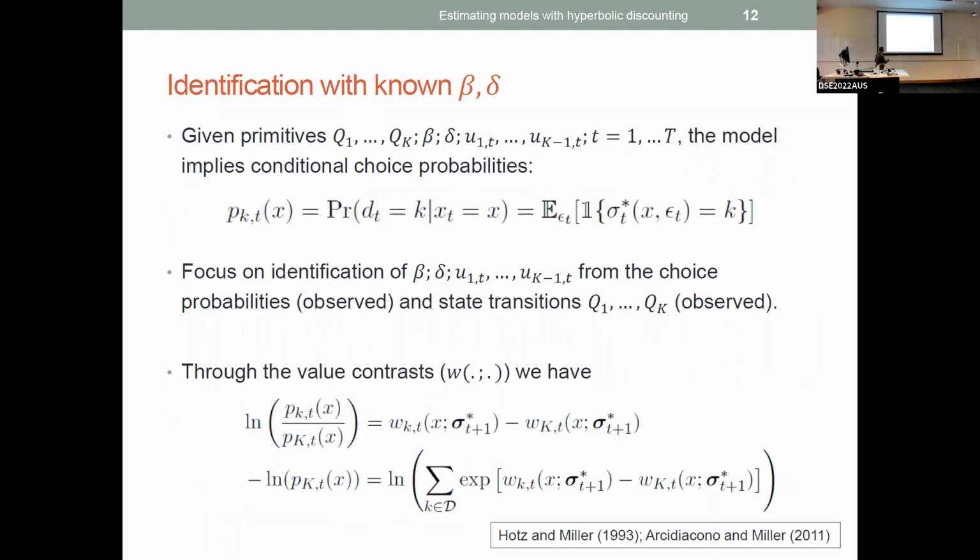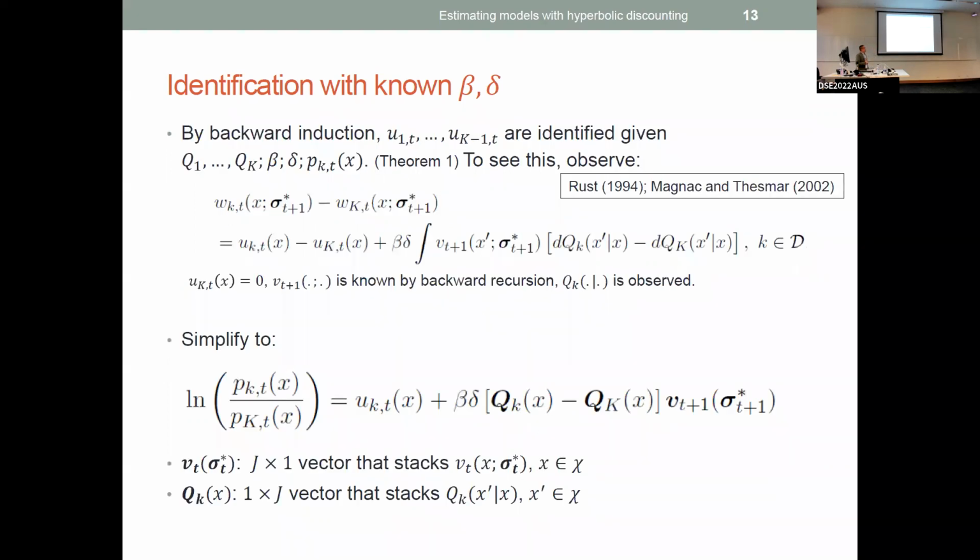And this term, you're all familiar with it, it's all over the place in the previous lectures. These are just the log sum exponentials of the contrast of the choice-specific value functions. And this is observed. Now let's do the backward recursion.